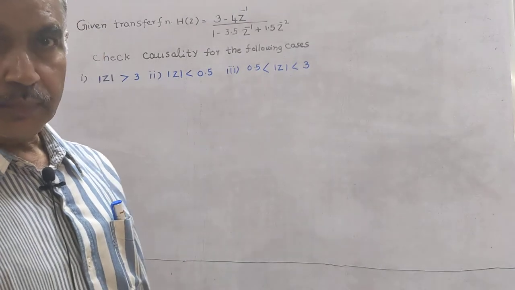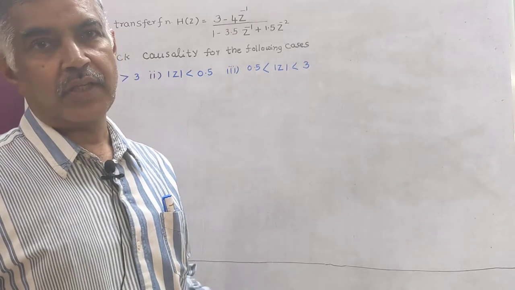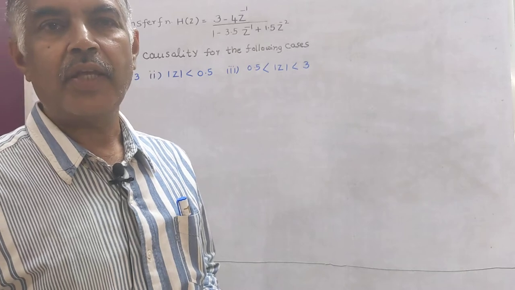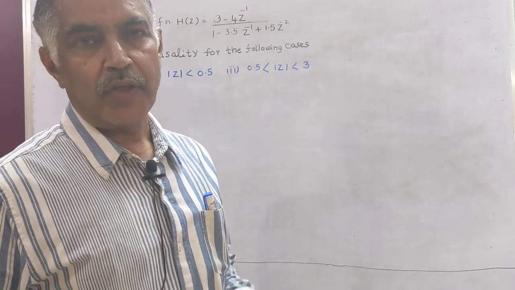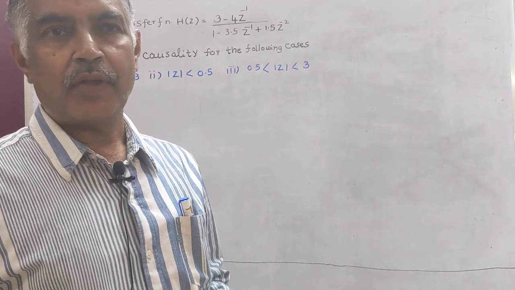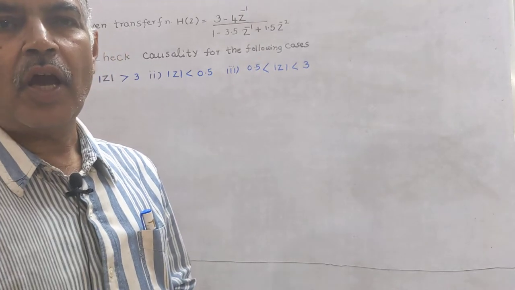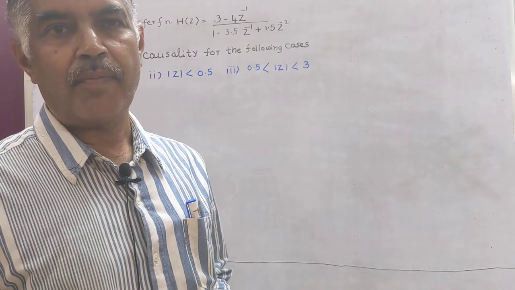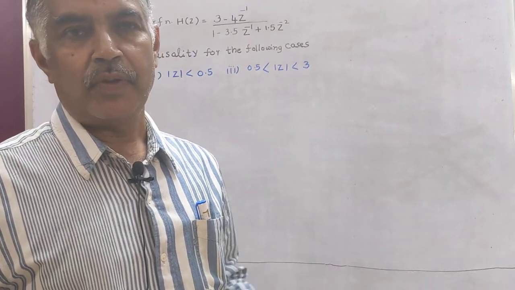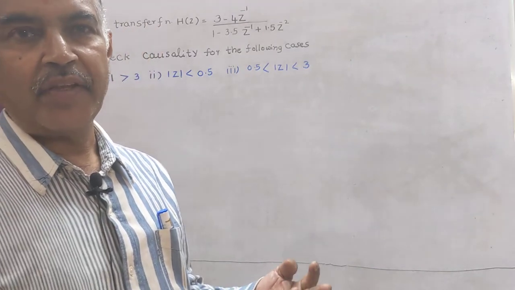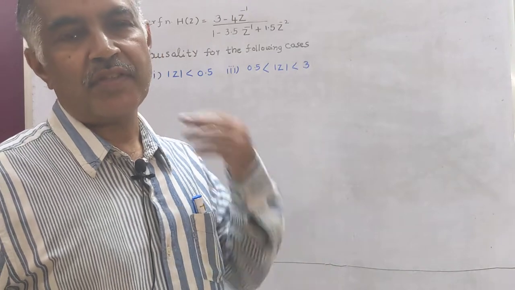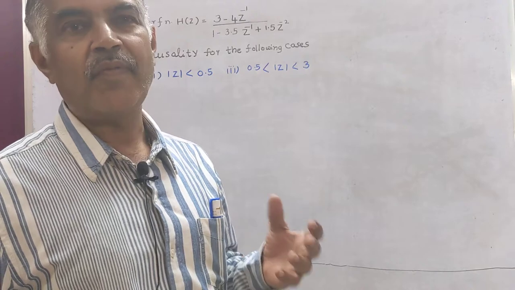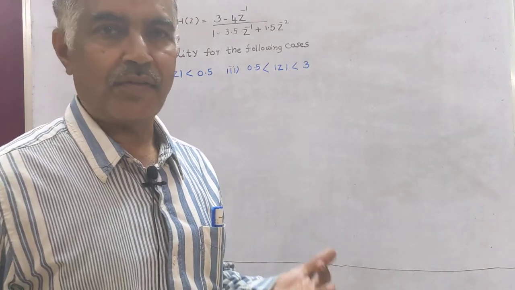Today, in the last class, I explained how to check system properties like causality and stability. In the case of causality, we have to examine the ROC against the pole radius of maximum value, that is, the maximum pole radius. If the ROC is outside the pole radius of maximum value, then it is said to be causal.